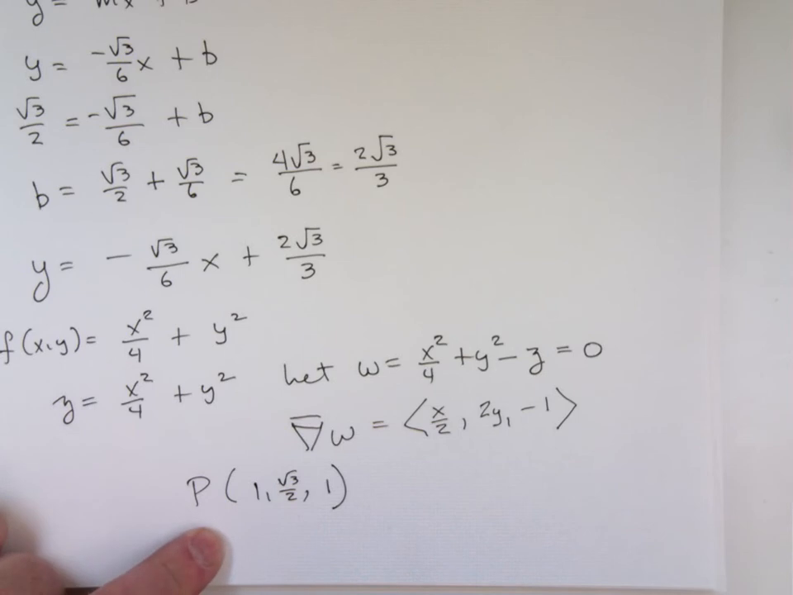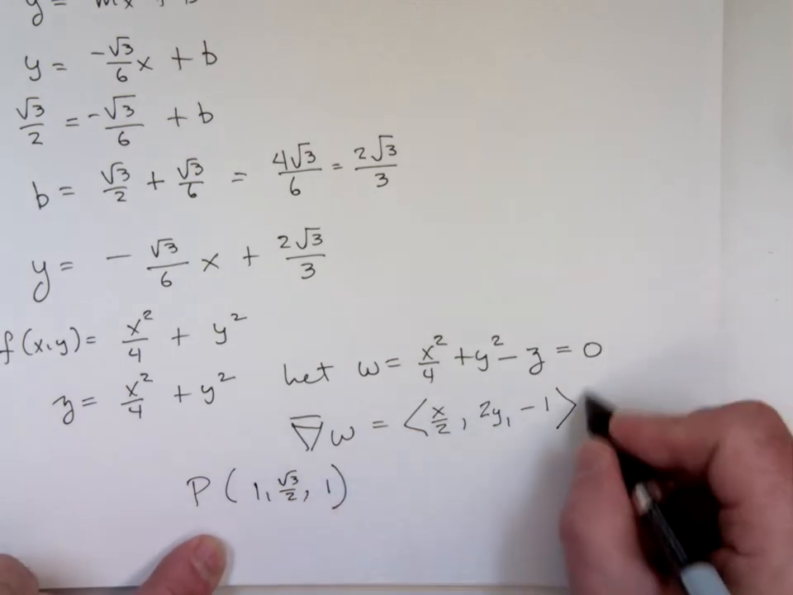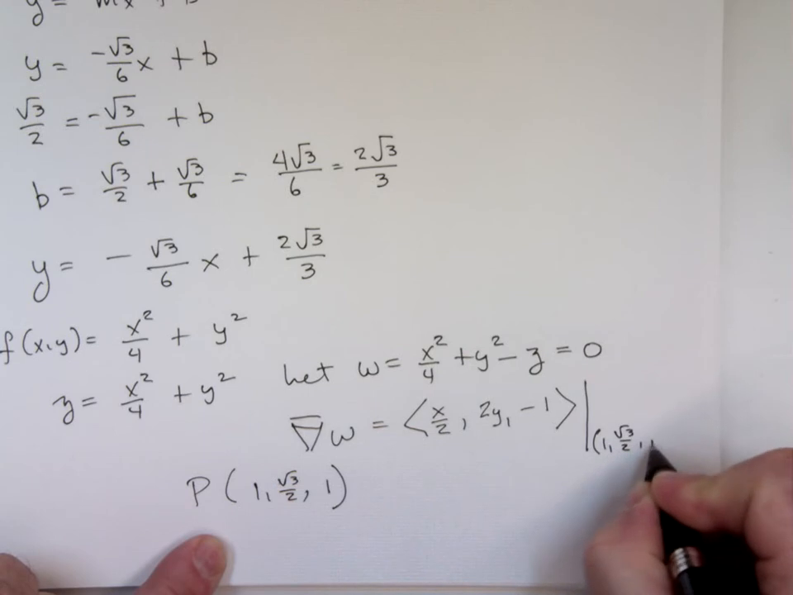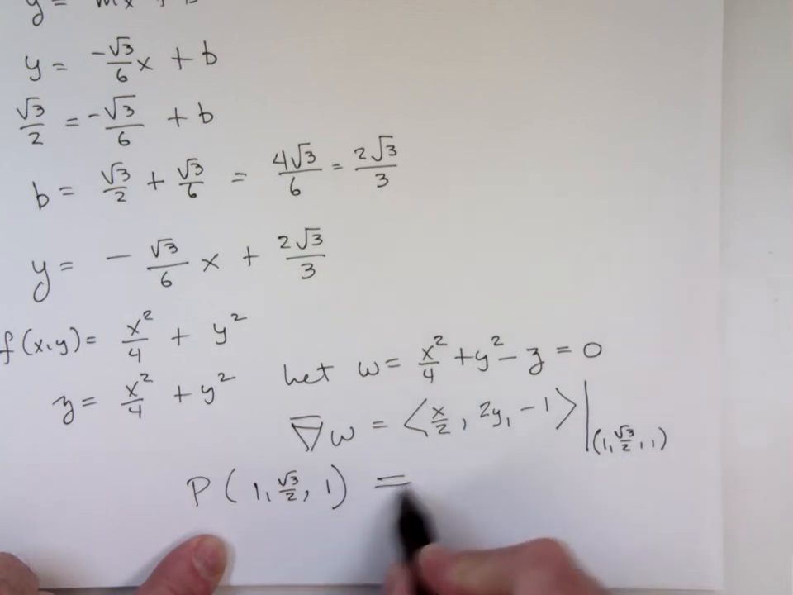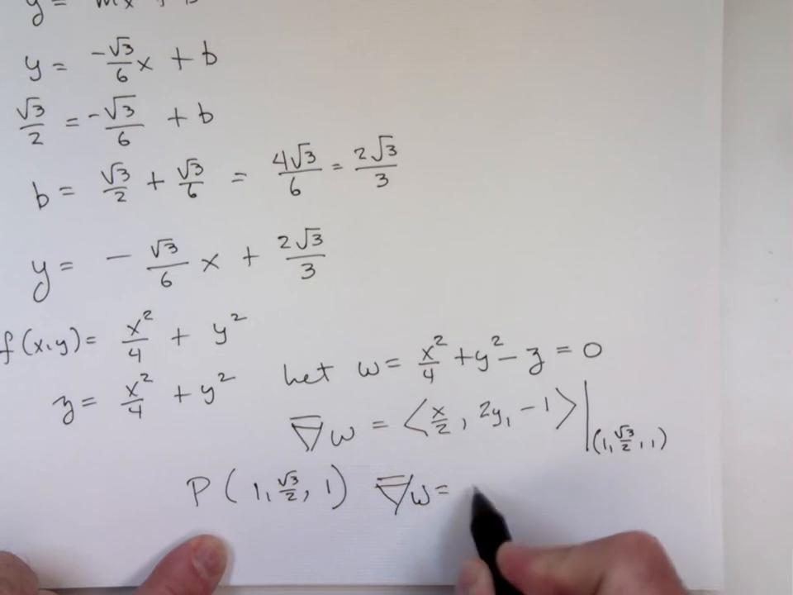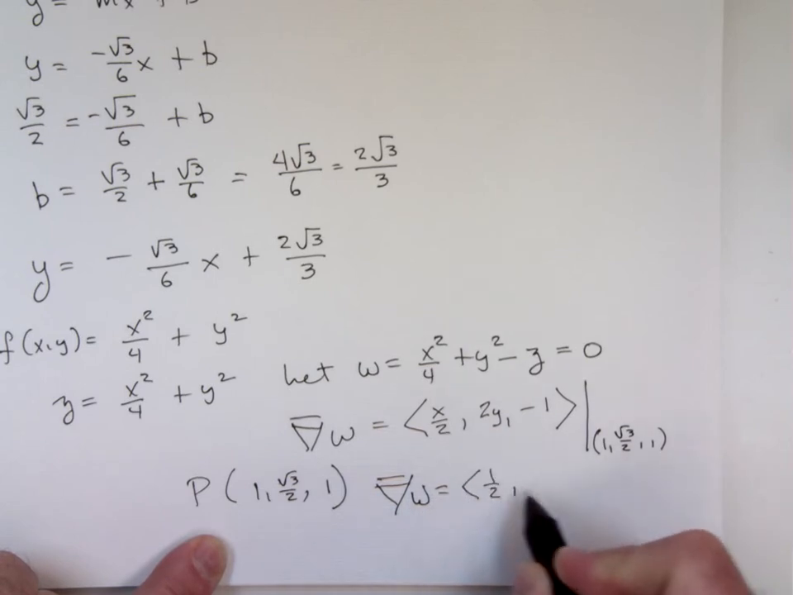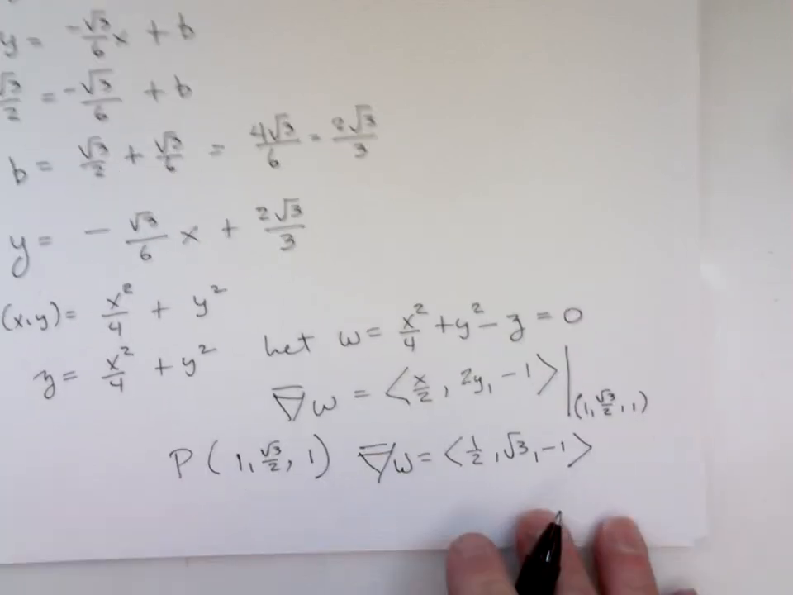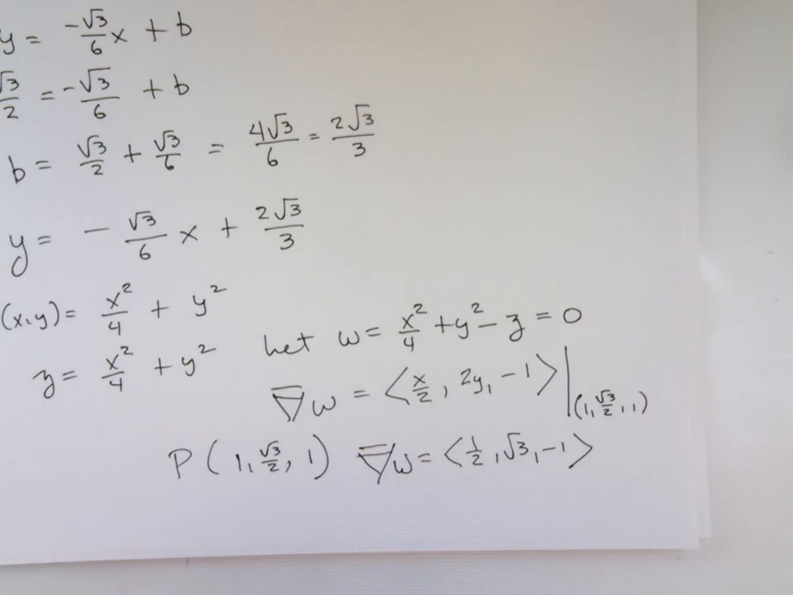This is the gradient. What's the gradient at this point? The gradient at that point is equal to 1/2, 2 times the y, square root of 3, and negative 1. From that information right there, we can write the equation of that tangent plane.